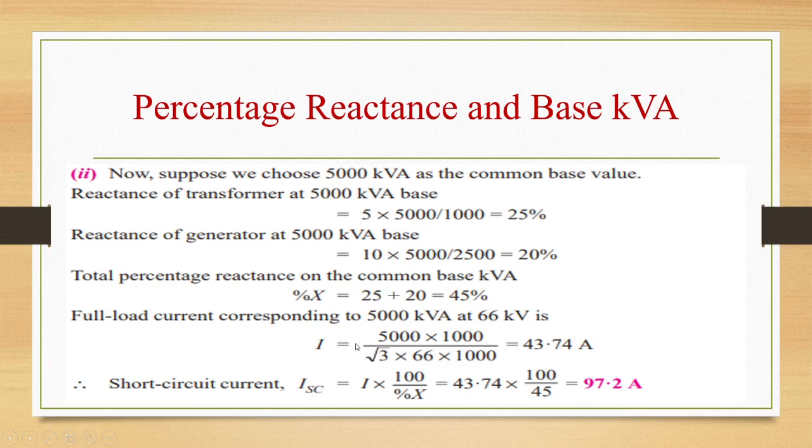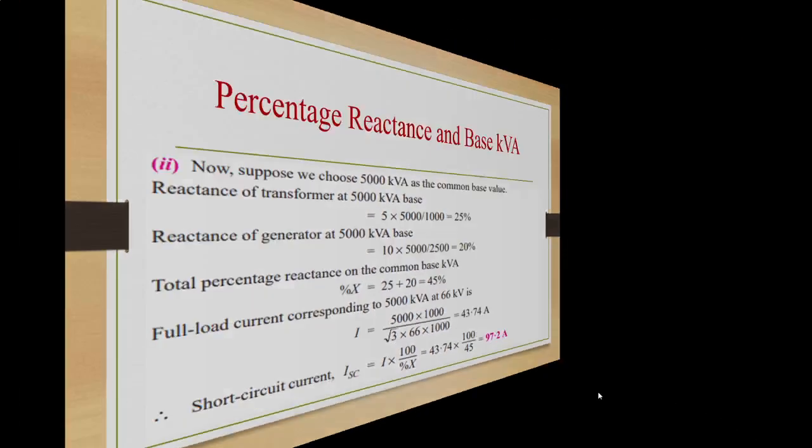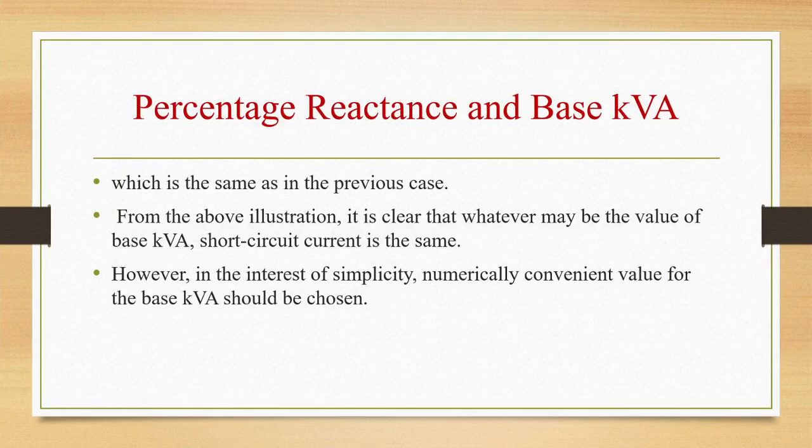The full load current corresponding to 5000 kVA at 66 kV is 5000 into 1000 by root 3 into 66 into 1000, that is 43.74 amps. Short circuit current is equal to full load current into 100 by percentage reactance, that is 43.74 into 100 divided by 45. So 97.2 amps, which is the same as the previous case.